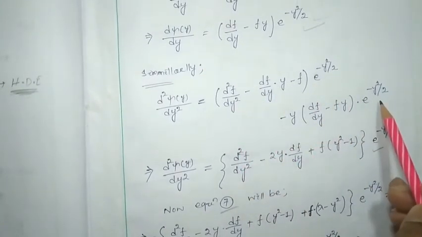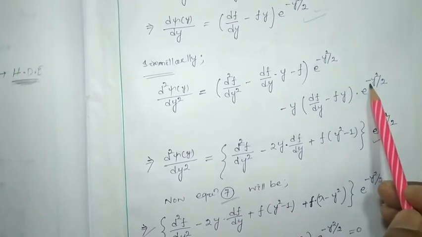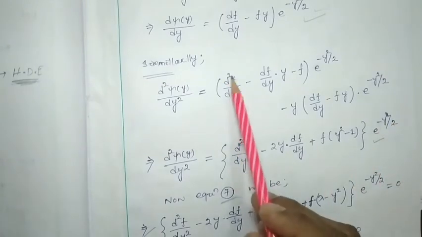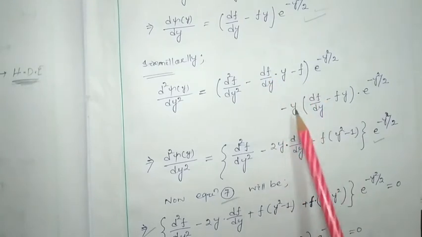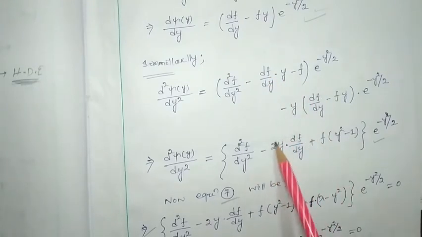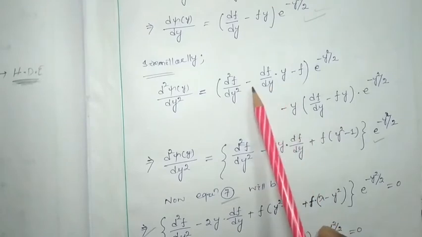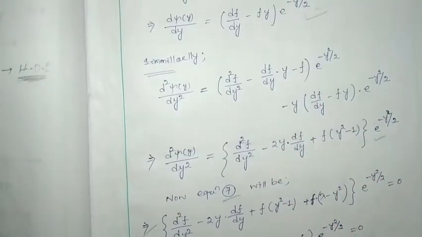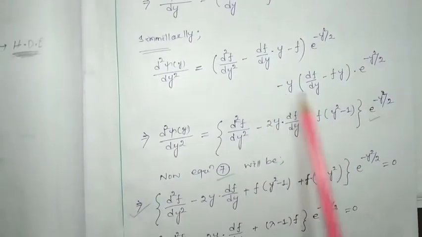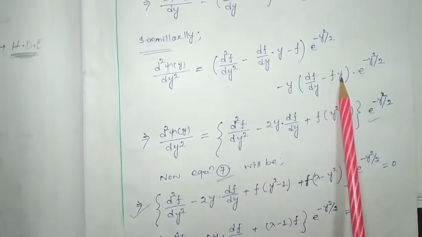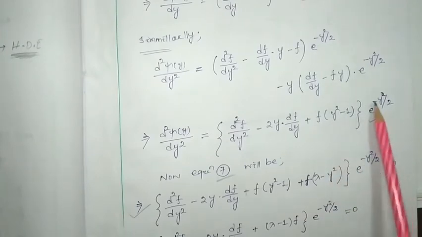You just follow up. Here e to the power minus y square by 2, with minus y square by 2 taken outside, it will be d square f by dy square. And here you can see df by dy into y, here also minus y df by dy, so minus 2y df by dy. Plus, here you can see minus f y square. See here you can find minus minus plus f y square, and it is minus f. You can take f as common, it will be y square minus 1 and e to the minus y square by 2.